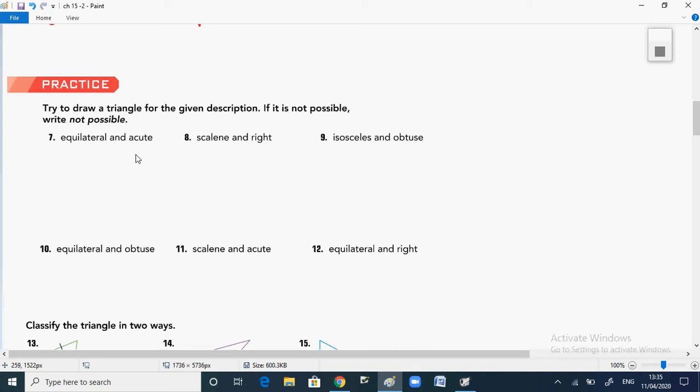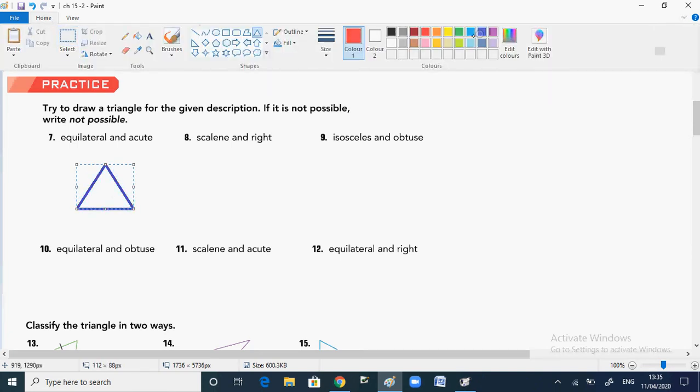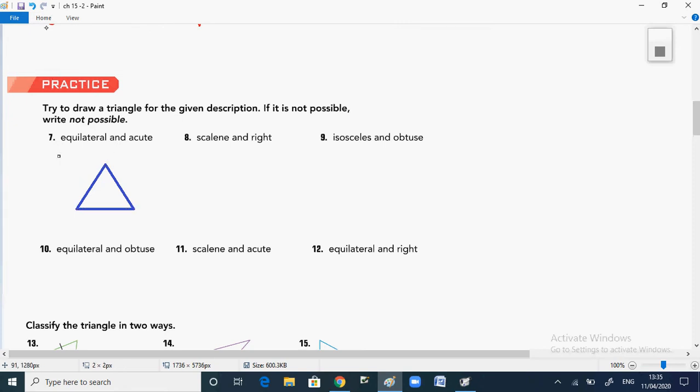Now we will draw. We have to try to draw a triangle for the given description. Look, equilateral and acute. This side is equal to this side is equal to this side. All angles are equal, and all of them are less than 90. Okay?